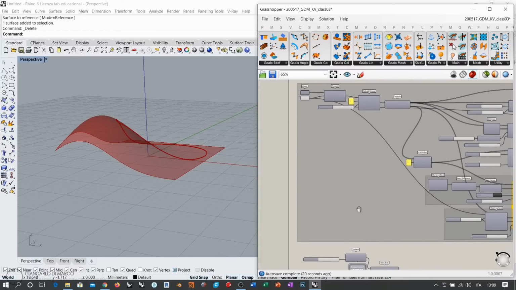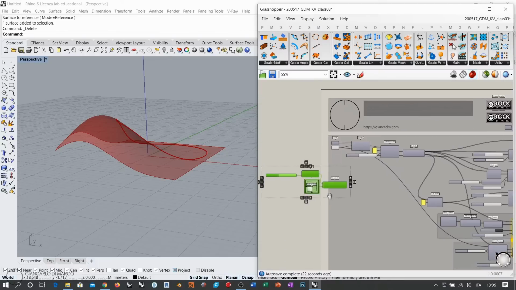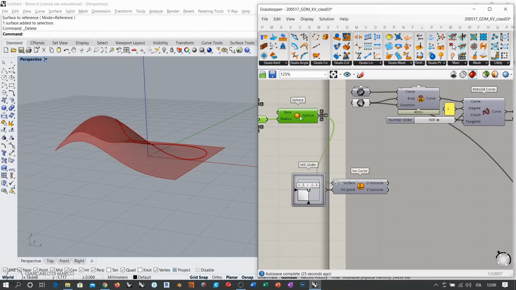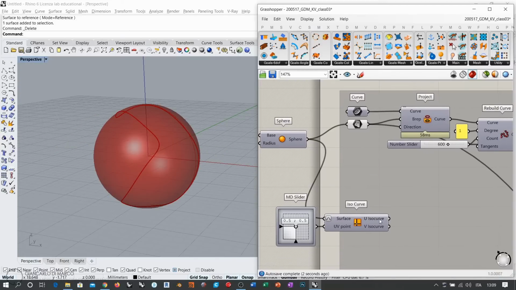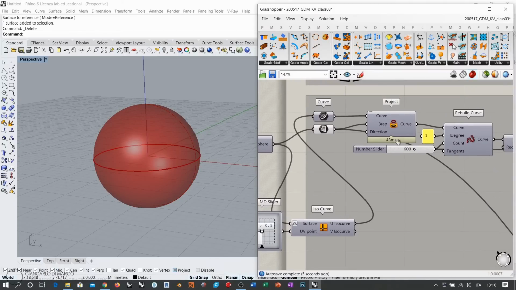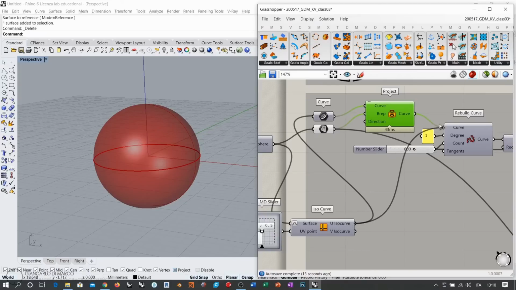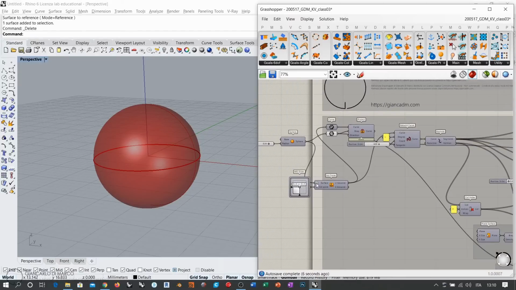So what I would do right now would be to simply take the sphere and use it as surface, and take the U isocurve and use it as a curve. Okay. So my isocurve is also being projected onto the sphere, which is unnecessary actually. So I can simply skip this passage here. I can also send the U curve directly to my rebuild curve, so avoid using this. I will get rid of this change here.